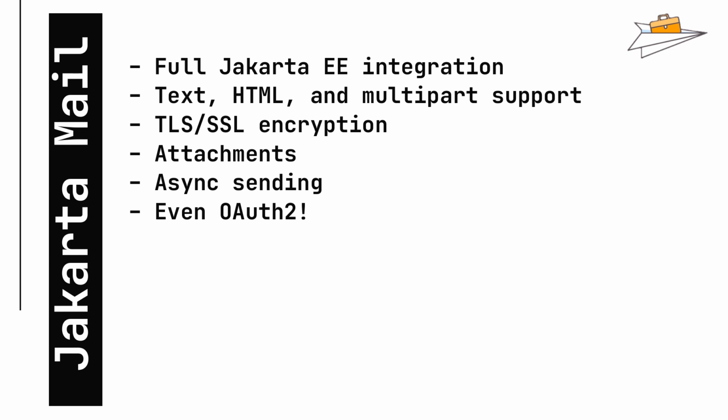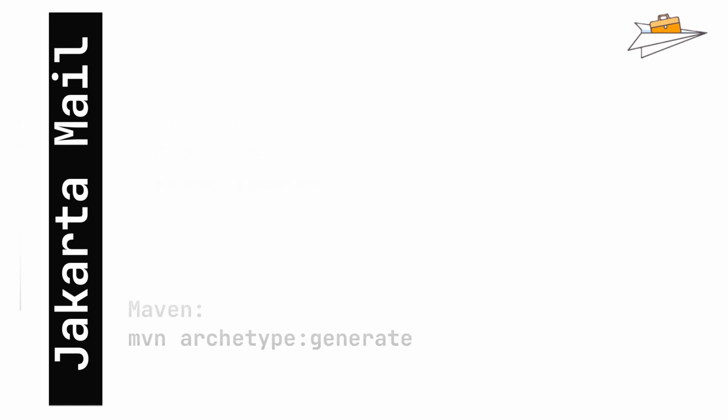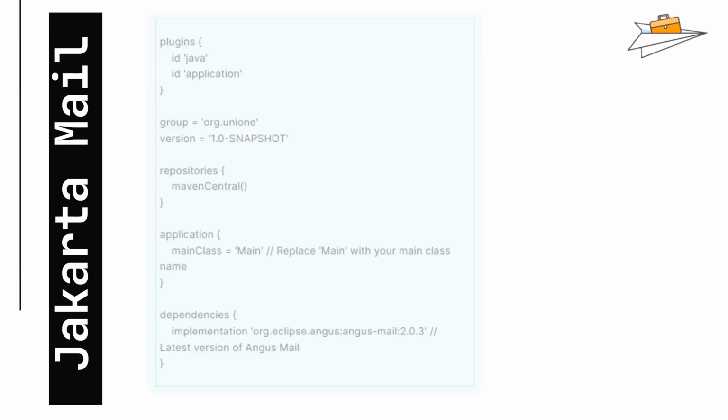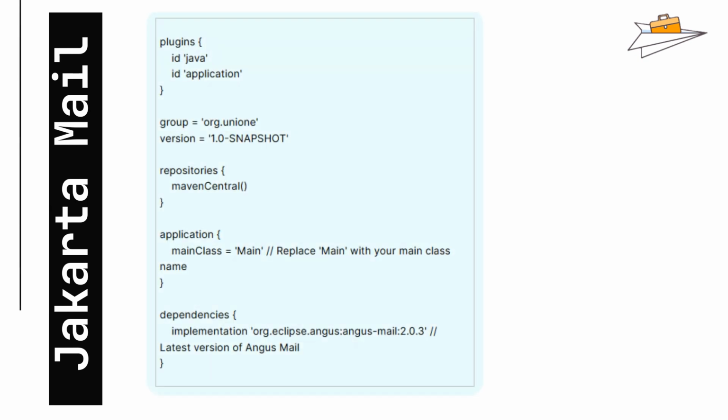You can download it from GitHub, or better, just use Maven or Gradle. For Maven, create your folder, open a terminal and run mvn archetype:generate. Once it's done, your pom.xml will look something like this. Or you can use Gradle. Just run gradle init. Then go to your build.gradle file and add this code.